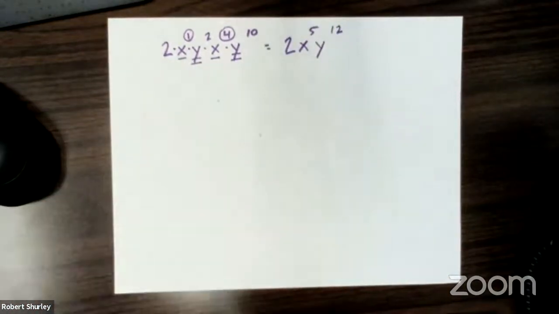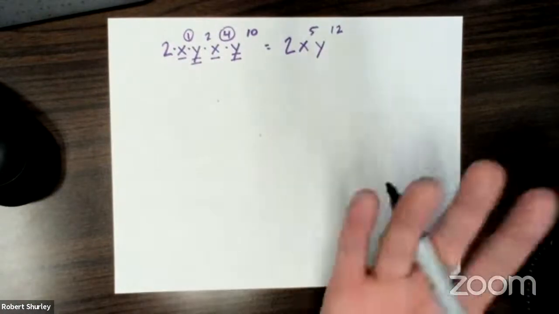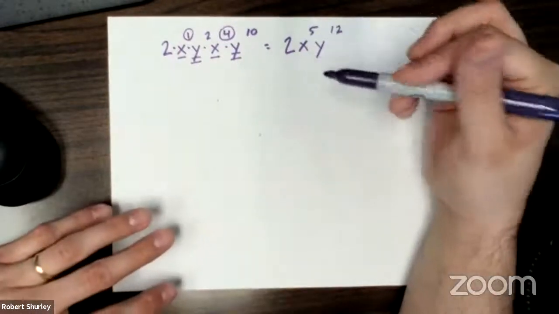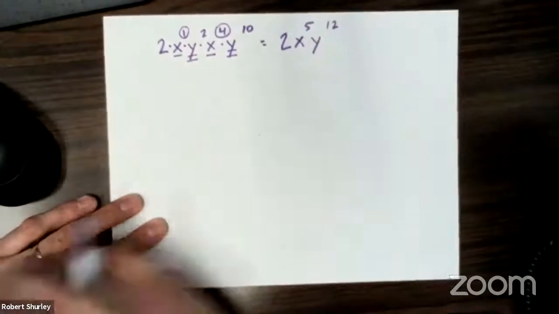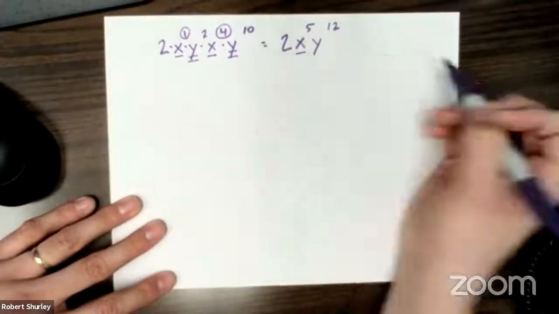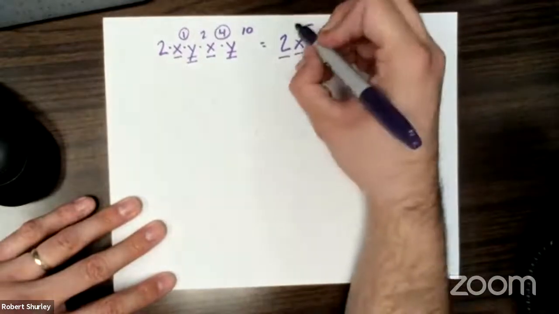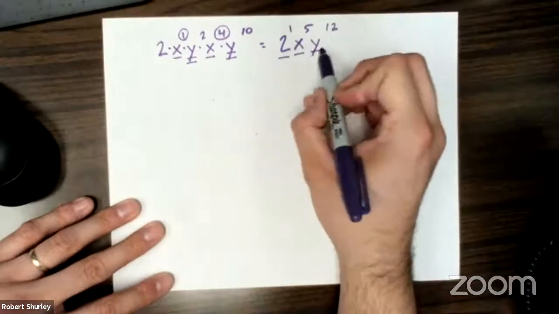Now, one of the very common questions I get in this section is, Mr. Shirley, when do I stop? When do I know to stop? Because we're going to add a lot of rules today to these exponential rules. And the rule is, you stop whenever there are no repeating bases. We've got an x to the 5th and a y to the 12th and a 2. Really it's 2 to the 1 if you want to think of it as an exponential term, but none of these bases repeat.